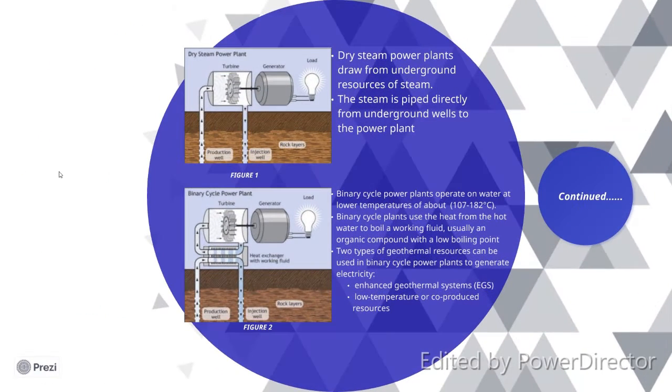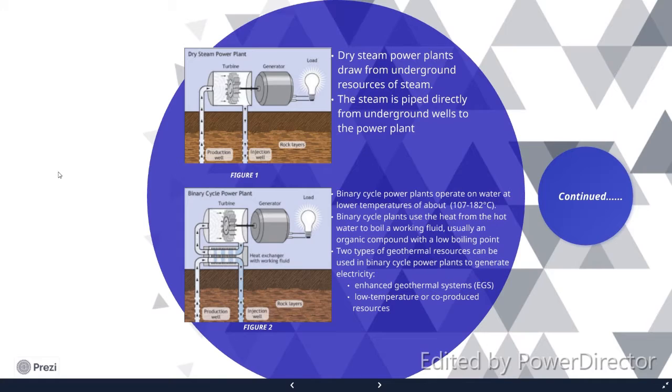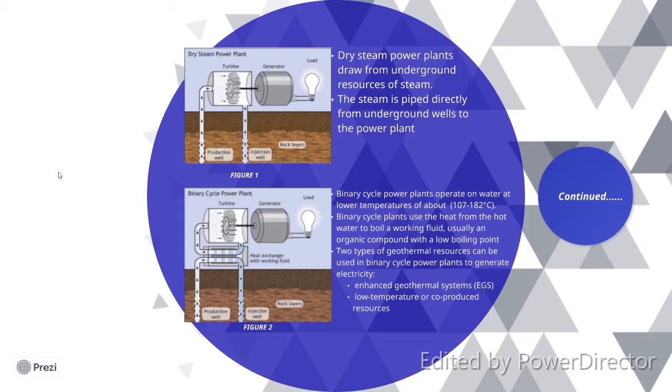Okay, figure 1 is the dry steam power plant. Dry steam power plants draw from underground resources of steam. The steam is piped directly from underground wells to the power plant, where it is directed into a turbine or generator unit. From Google, I found that Malaysia has 9 power plants, of which 5 are in Peninsular Malaysia and the other 4 in East Malaysia. A dry steam power plant is used at a fire station.